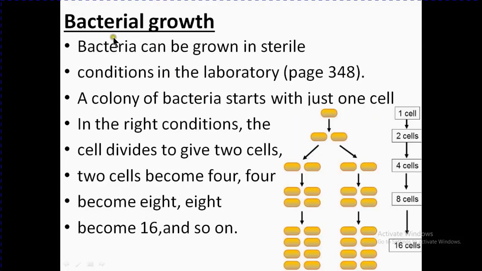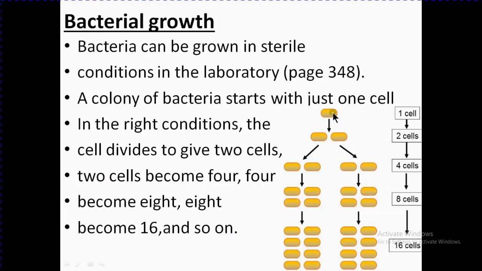Bacterial growth. The next topic is how bacteria can grow. Bacteria can be grown in sterile conditions in the laboratory. Page number 348 is mentioned, and I have also chosen a diagram for you. Let's see. A colony of bacteria starts with just one cell. In the right conditions, the cell divides to give two cells. Two cells become 4, 4 become 8, and 8 become 16, and so on. They make a cluster of cells.